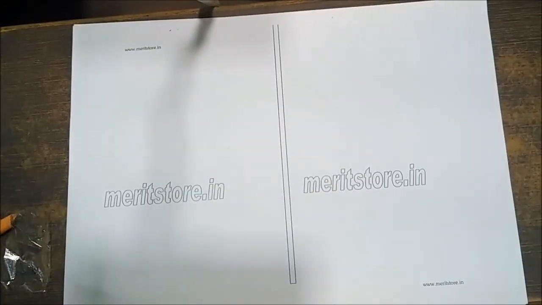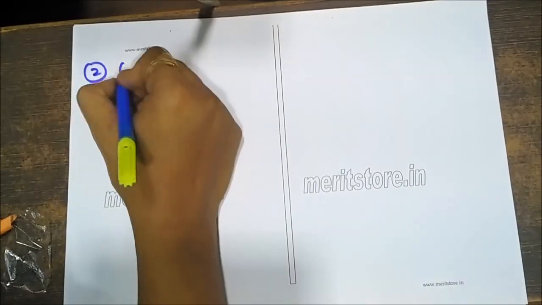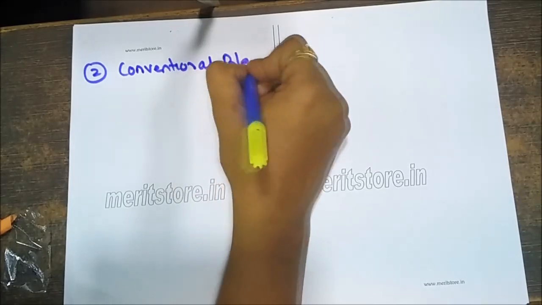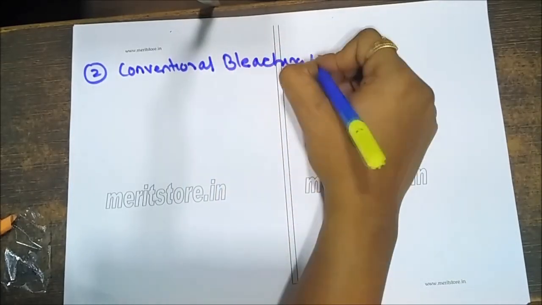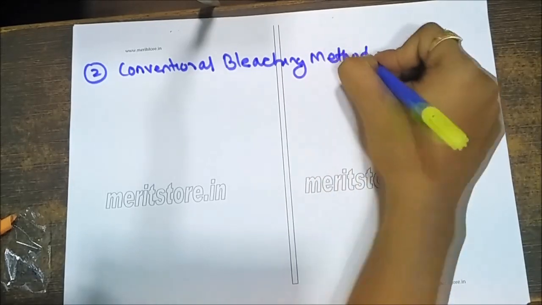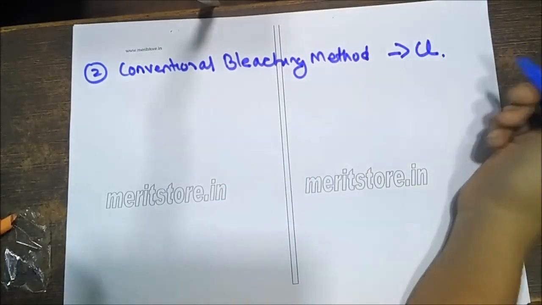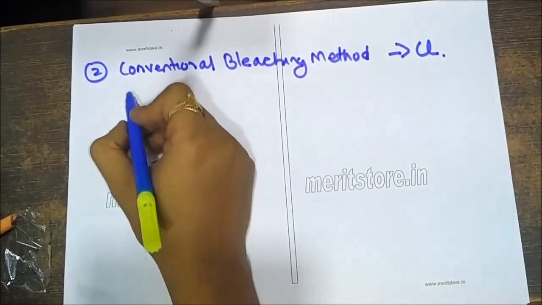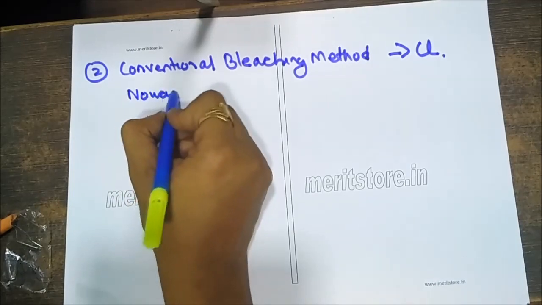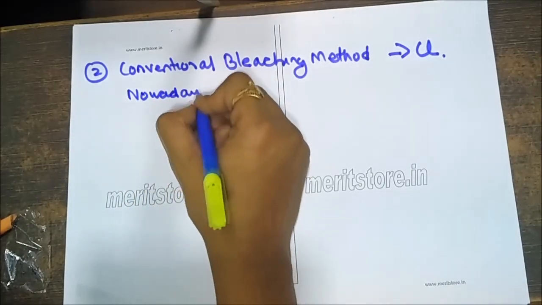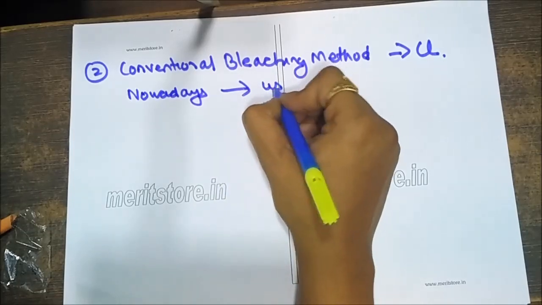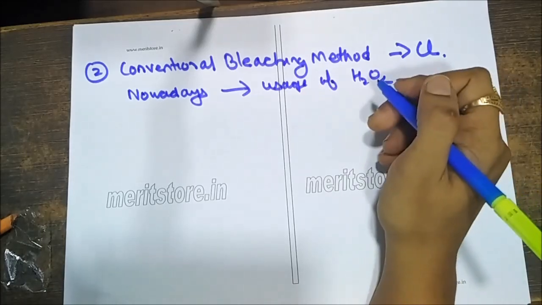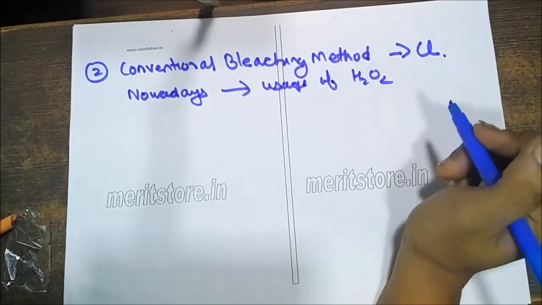Next is the conventional bleaching method. The conventional bleaching method used to involve chlorine, and chlorine we know is very hazardous for ozone depletion. So the alternative method that is used nowadays is the usage of hydrogen peroxide with a suitable catalyst which promotes the bleaching.